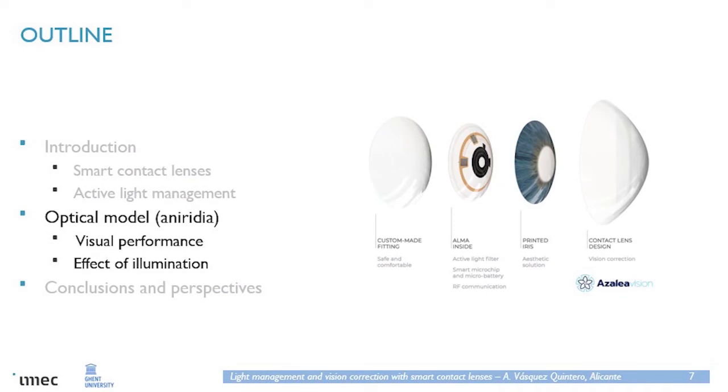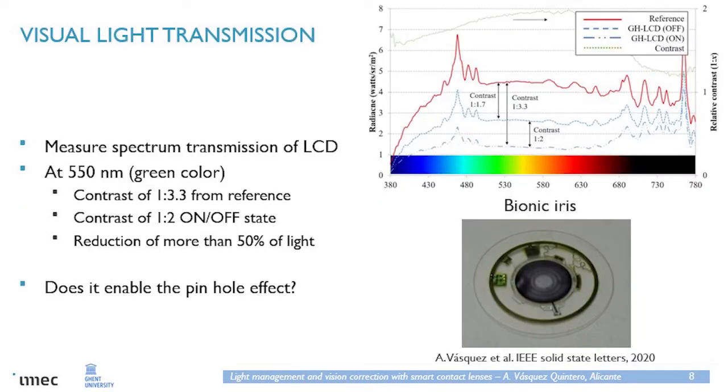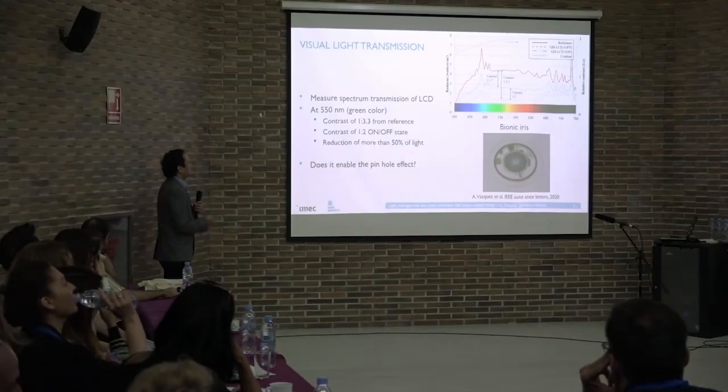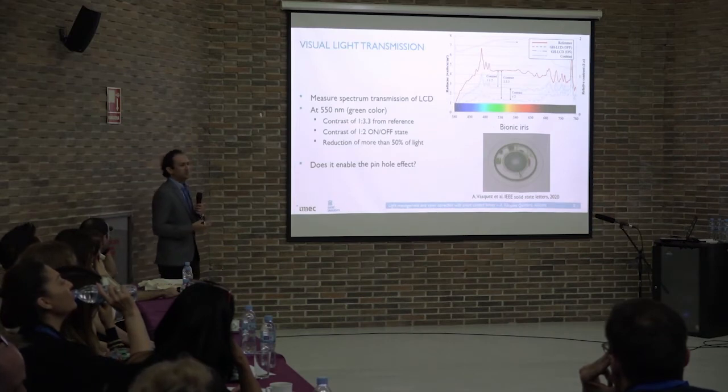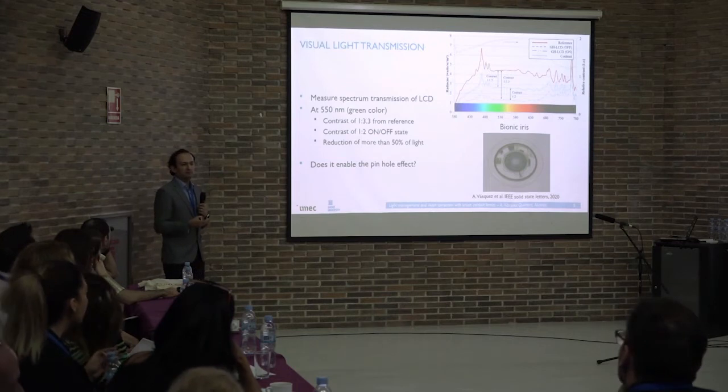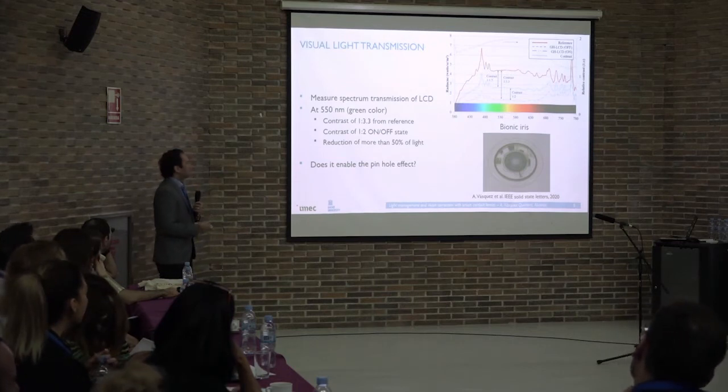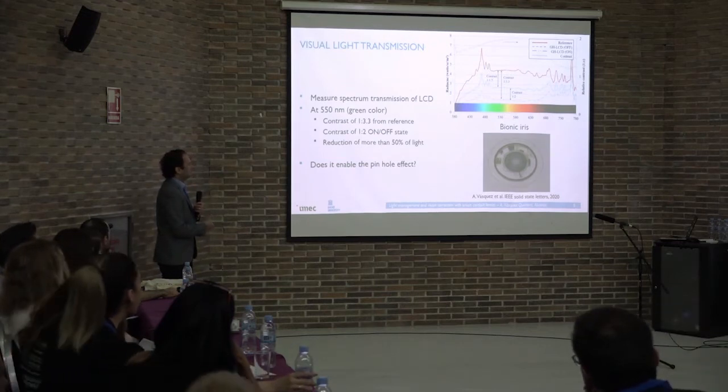Now on the optical model, we did several scientific studies in order to measure the contrast: how dark can we make this liquid crystal, how transparent, and how fast can they be. And then we learned that we can have, for the moment, some contrast of 1 to 2, 1 to 4, so we can reduce the amount of light by half, or by more than half. And then we have these type of devices that you see here in the corner.